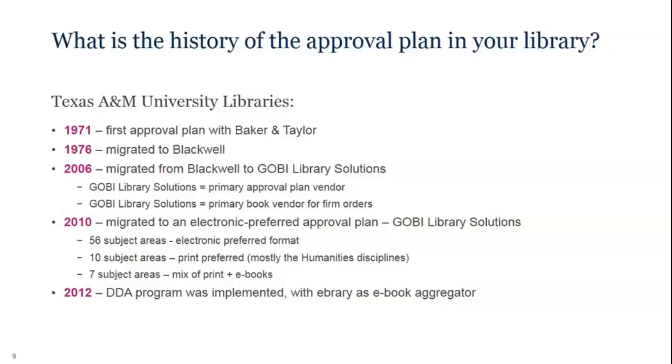Of the 73 subject areas covered by the existing subject collection development policy statements, 56 subject areas are set up to an electronic preferred format on the approval plan. 10 subject areas are set up as print preferred, and mainly these are the humanities disciplines. And 7 subject areas have a mix of print and e-books.